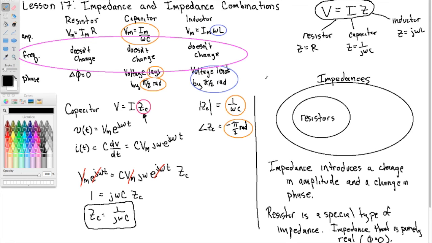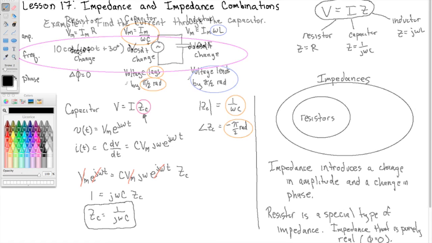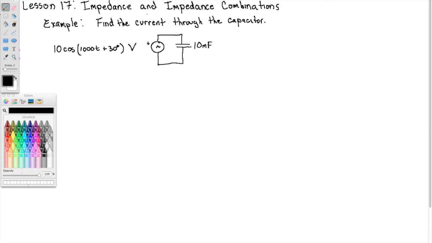All right, let's look at some examples now. I've got this first example for you. We've got a voltage source here, and its voltage is 10 cosine 1000t plus 30 degrees. And we want to find the current through this 10 millifarad capacitor. Now, you could use I equals C dV dt.